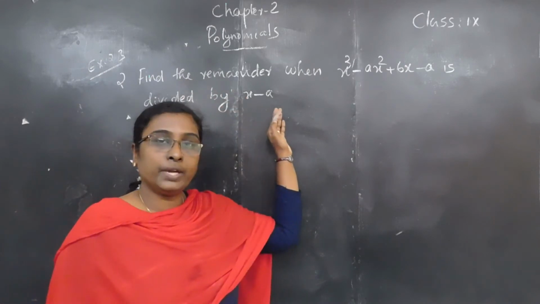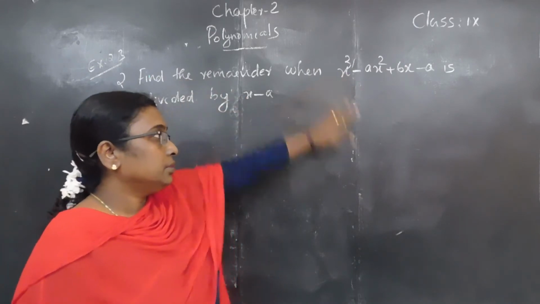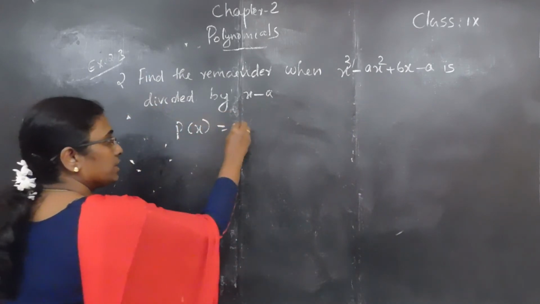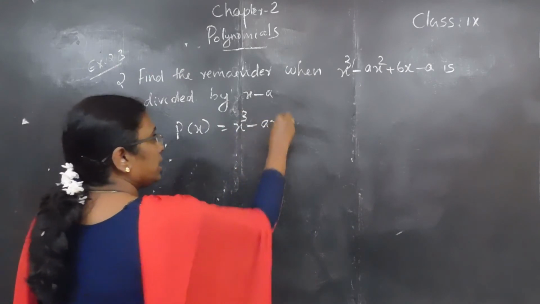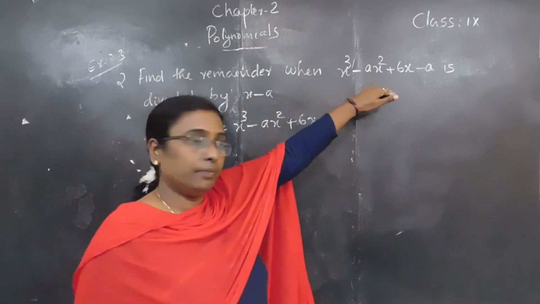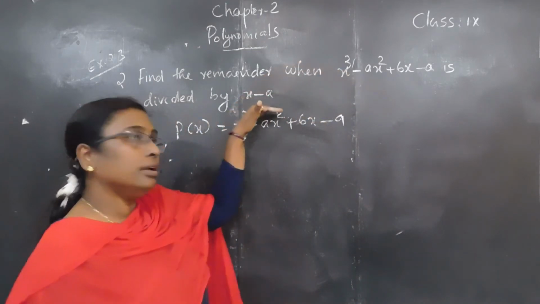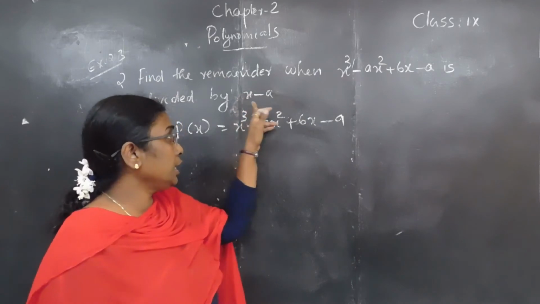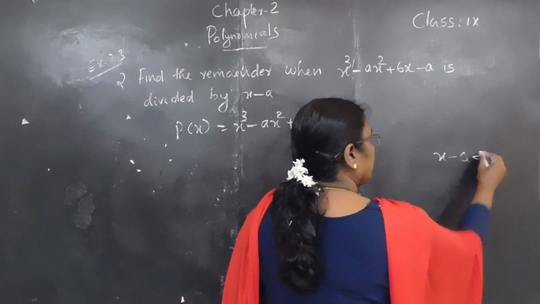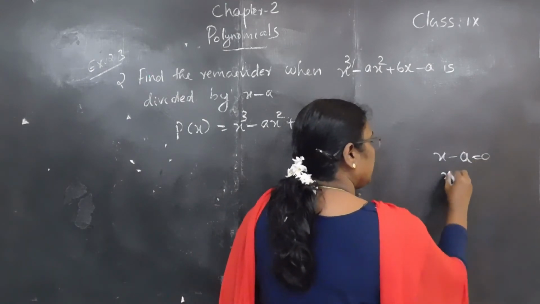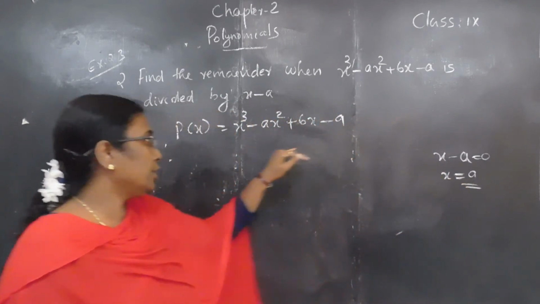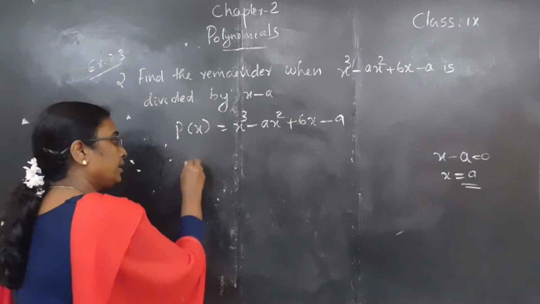Here also we have to find the remainder. Consider this polynomial as p of x. P of x equal to x cube minus ax square plus 6x minus a. The given polynomial we have to divide by x minus a. The 0 of x minus a: x minus a equal to 0, therefore x equal to a. Therefore the 0 of x minus a is a. Therefore the remainder will be p of a.